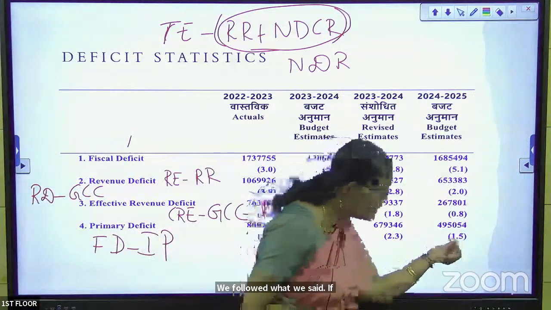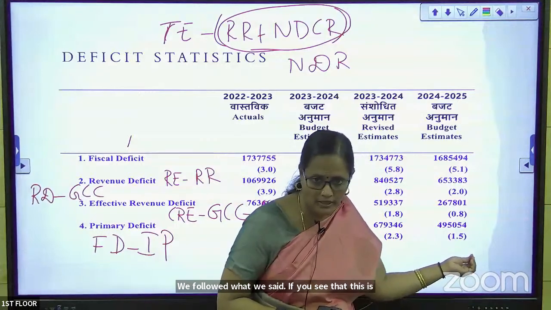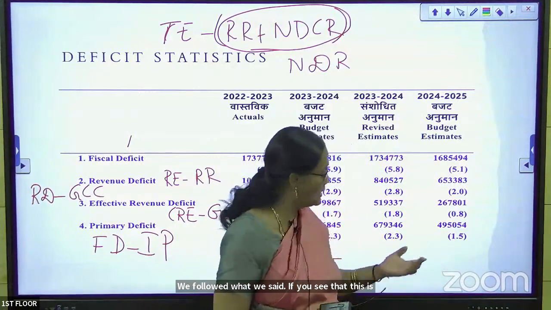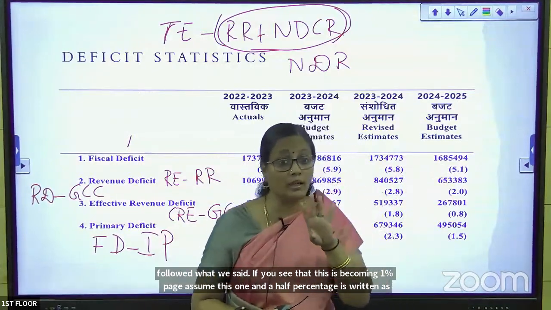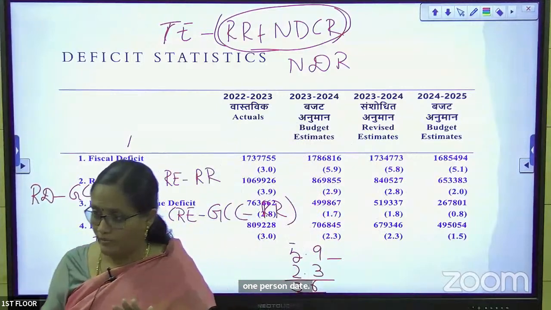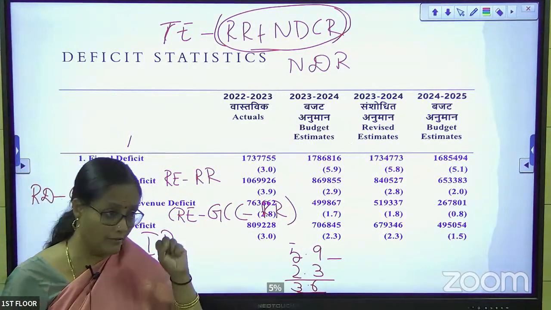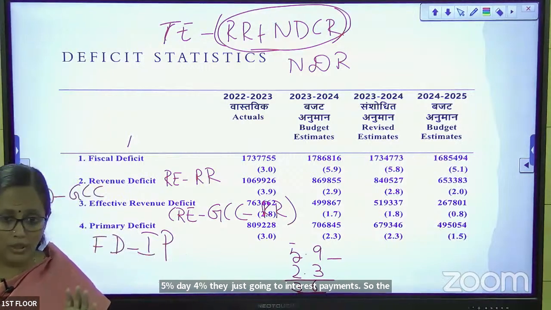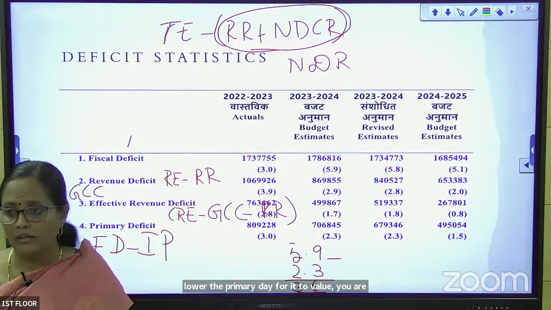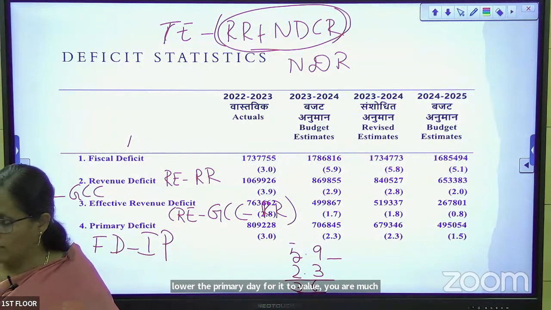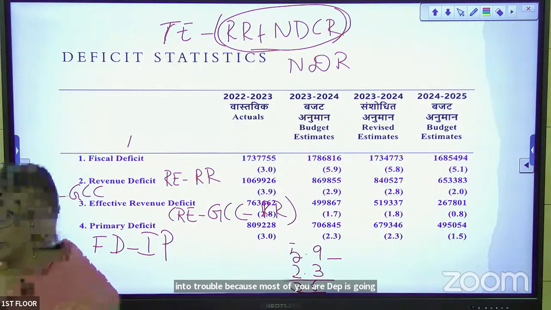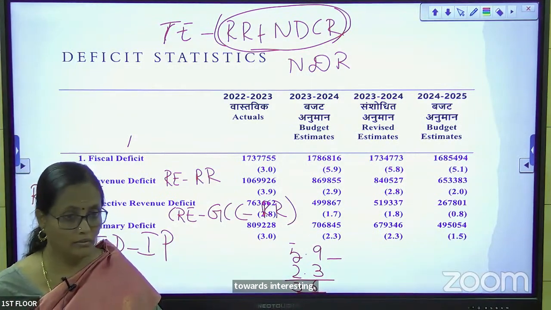If you see that this is becoming 1%, assume this 1.5% is written as 1%, then 5%, 4% is going to interest payments. So the lower the primary deficit value, the more you are in trouble, because most of your deficit is going towards interest payments. We followed what we said.